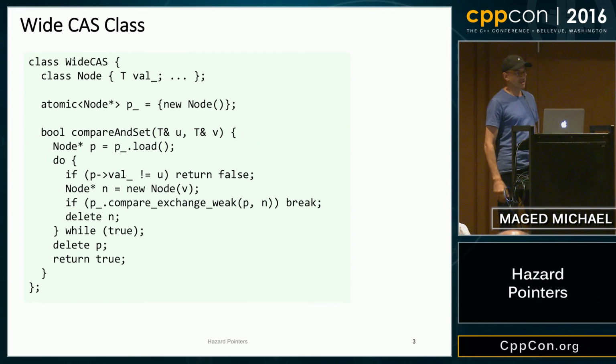It's incorrect, but a class for wide concurrent set. So you have whatever the type is, you have the value, and you have a pointer to a node, and when you do concurrent set, you load the old value, and then you compare: does it contain a value that's equal to what you expect? And if it does, you allocate a new node with a new value, and you try to do a compare exchange, and if you succeed, you delete the old one and you return true.